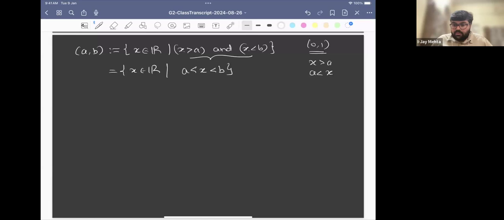Is this clear to everyone? This is how we had written it earlier also. Actually this is the way we write it, but it's two statements: X is greater than A and X is less than B.